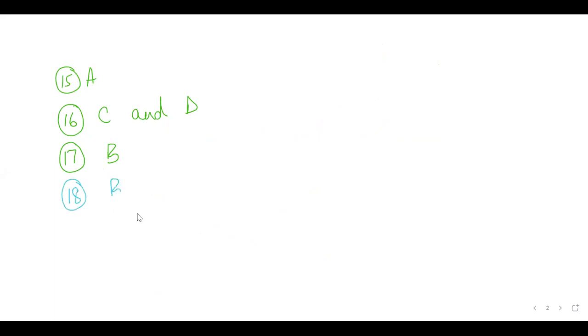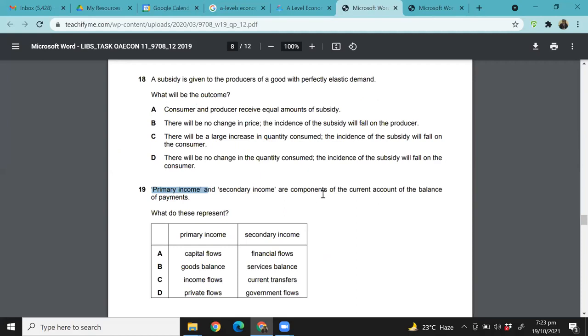Let's keep moving. The next question says that primary income and secondary income are components of the current account of the balance of payment. What do these represent? If you remember, we said that there are four components of current account: trade in goods, trade in services, income, and current transfers. Now, which of these four components are defined as primary income and secondary income?